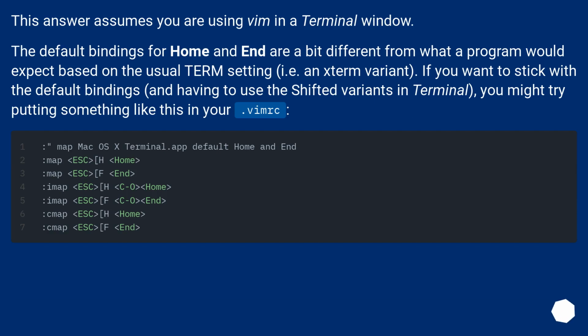This answer assumes you are using Vim in a terminal window. The default bindings for Home and End are a bit different from what a program would expect based on the usual TERM setting, i.e. in the xterm variant. If you want to stick with the default bindings, and having to use the shifted variants in Terminal, you might try putting something like this in your .vimrc.